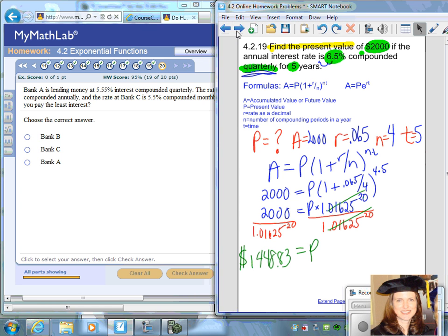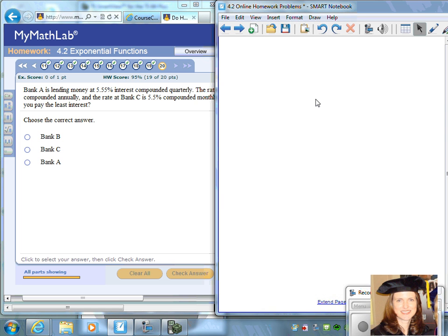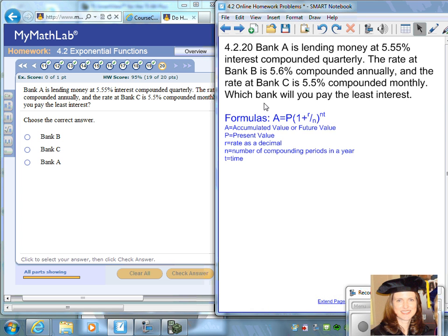And the last question from section 4.2, we want to do some comparisons here. Bank A is lending money at 5.55% compounded quarterly. The rate at Bank B is 5.6% compounded annually, and C is 5.5% compounded monthly. Which bank will you pay the least interest? If you're going to be borrowing some money and you've got different banks that are offering different rates and different compoundings, you don't necessarily want to go with the lowest printed rate because the compounding affects how much interest you'll end up paying. So which one is better?